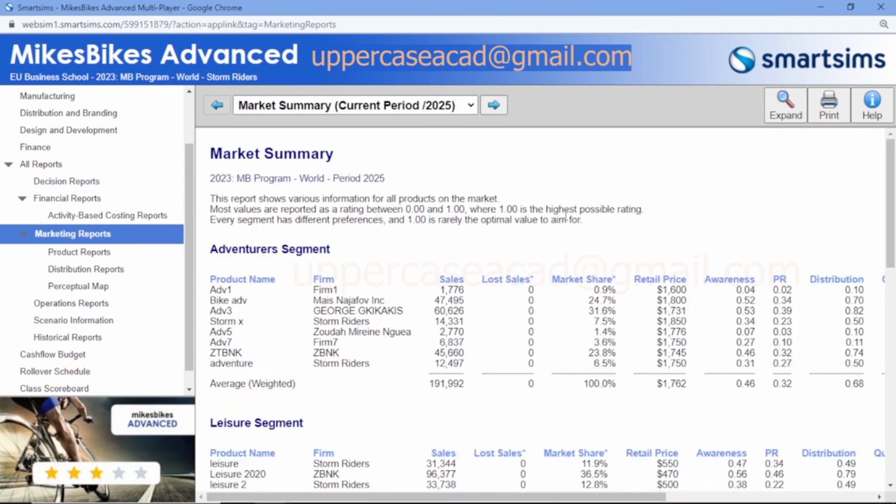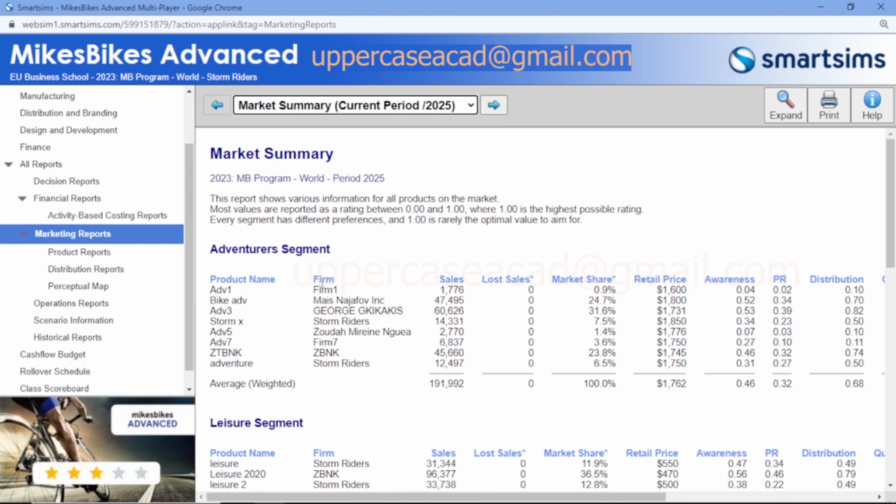Under the marketing, here we have two. So we'll start with the marketing summary. This is a report that will provide you with a consolidated view on all marketing channels, investments, and initiatives. To start us, we have the adventure segment.